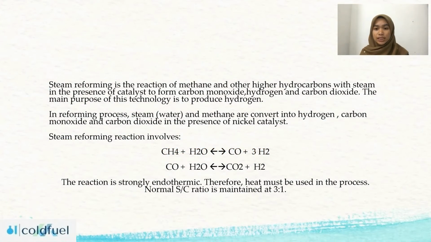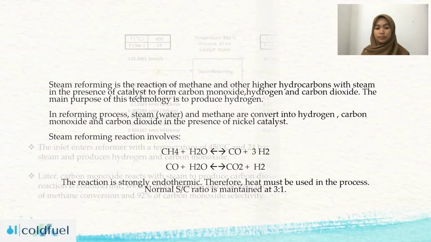Steam reforming is the reaction of methane and other higher hydrocarbons with steam in the presence of catalysts to form carbon monoxide, hydrogen, and carbon dioxide. The main purpose of this technology is to produce hydrogen. In the reforming process, steam, which is water, and methane are converted into hydrogen, carbon dioxide, and carbon monoxide in the presence of nickel catalyst. Below are the reactions involved in steam reforming. The reaction is strongly endothermic, therefore heat must be used in the process. The normal steam to carbon ratio is maintained at 3 to 1.